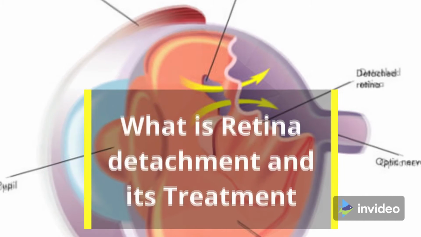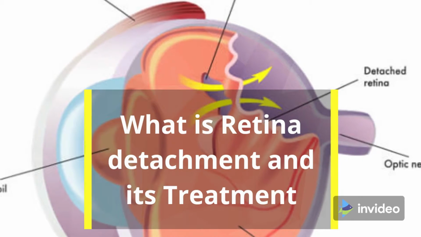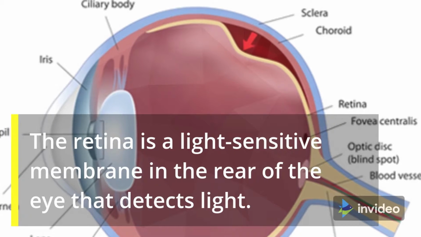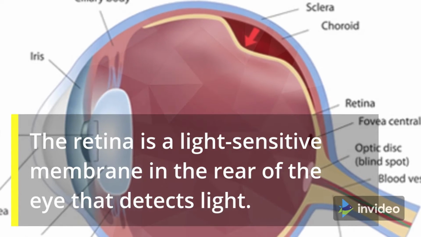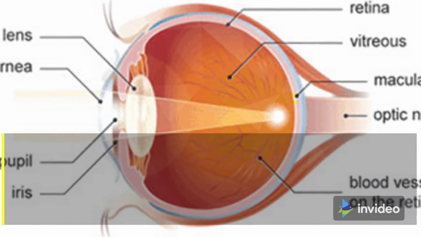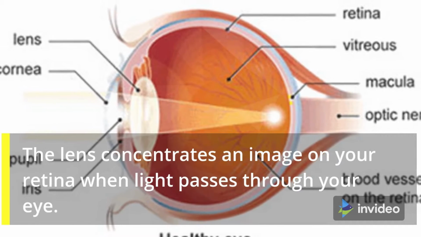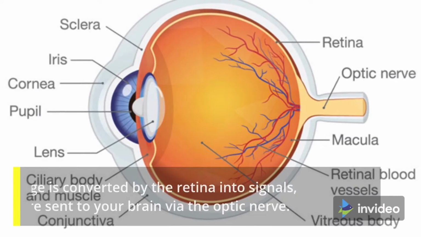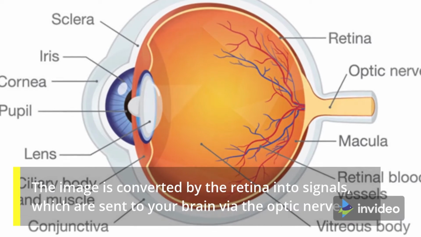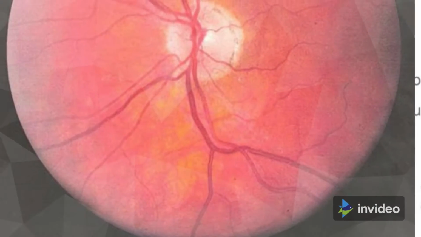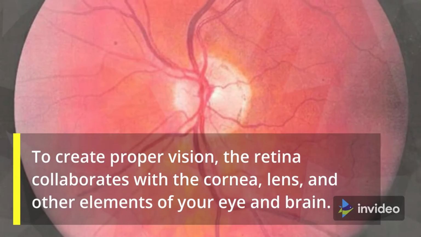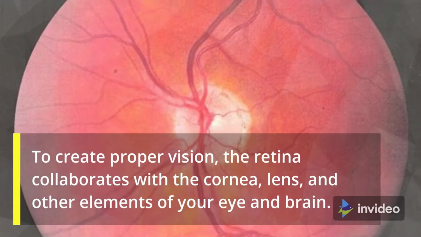The retina is a light-sensitive membrane in the rear of the eye that detects light. The lens concentrates an image on your retina when light passes through your eye. The image is converted by the retina into signals, which are sent to your brain via the optic nerve. To create proper vision, the retina collaborates with the cornea, lens, and other elements of your eye and brain.